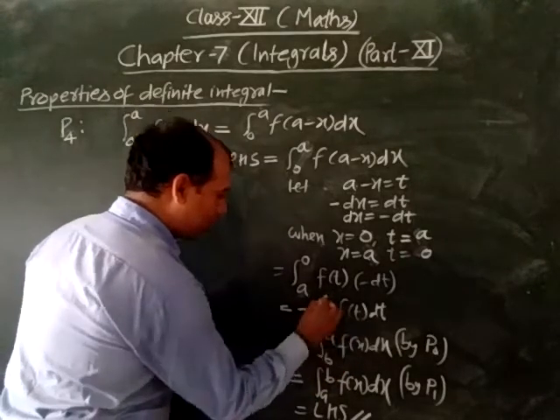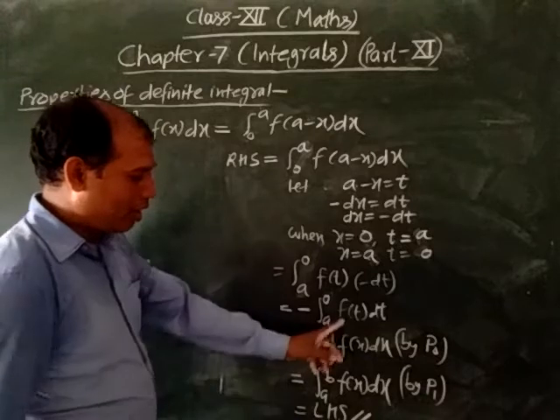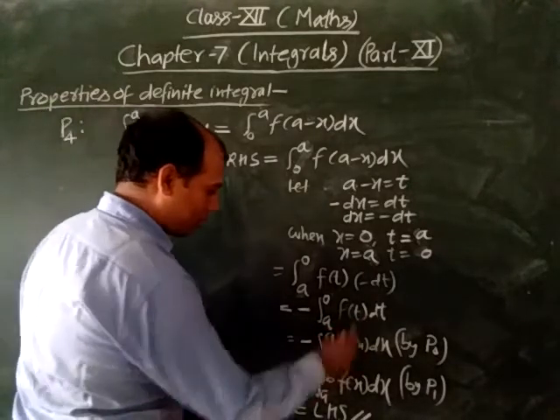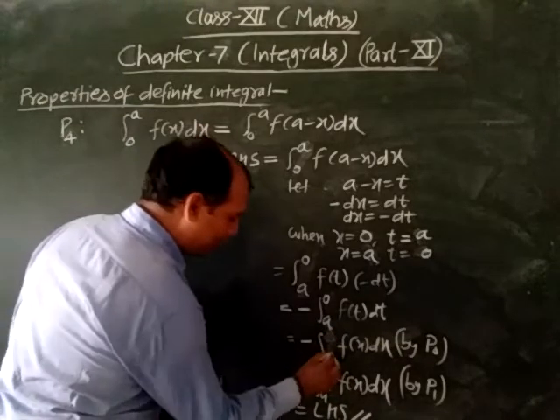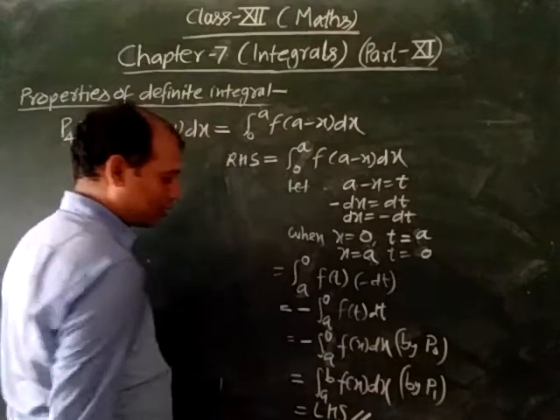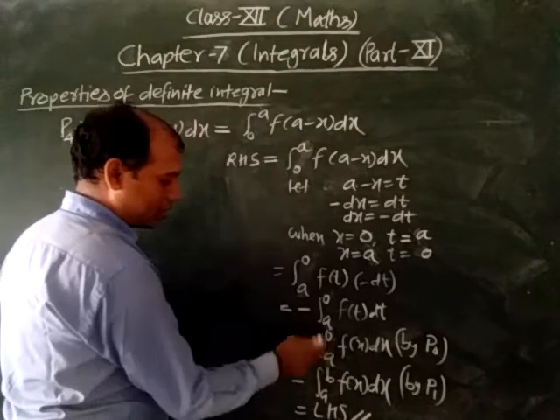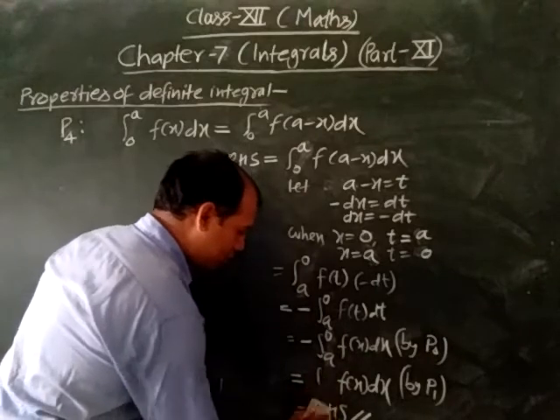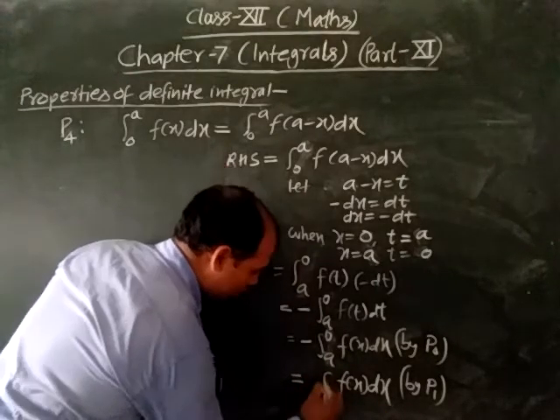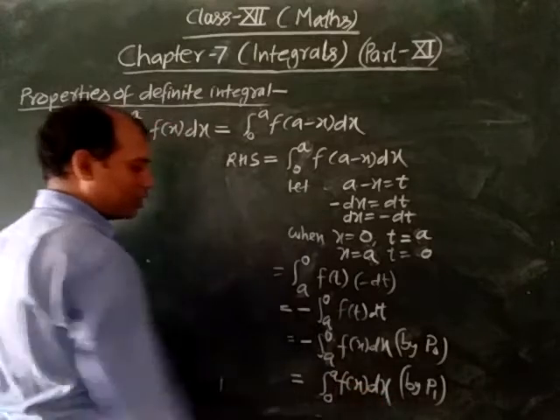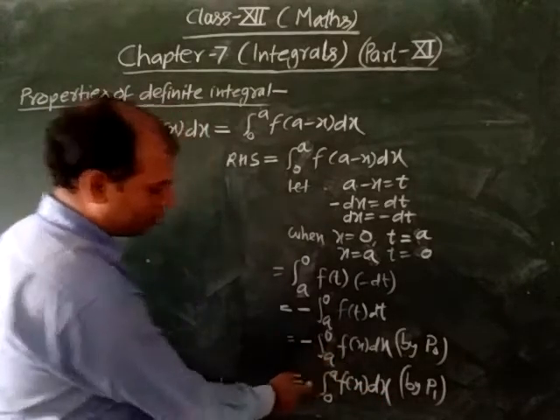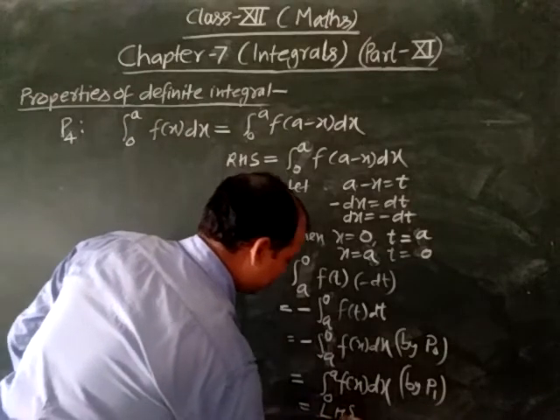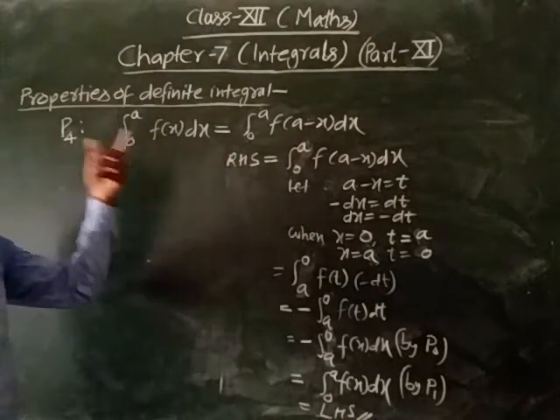So this becomes integral from a to 0 of f(t) dt, and now the variable of this can be changed by property P0. So this can be written as integral from a to 0 of f(x) dx, and again if we interchange the limits, we get 0 to a of f(x) dx, then the sign of the integral becomes positive, and this is equal to LHS. This is the proof of this property.